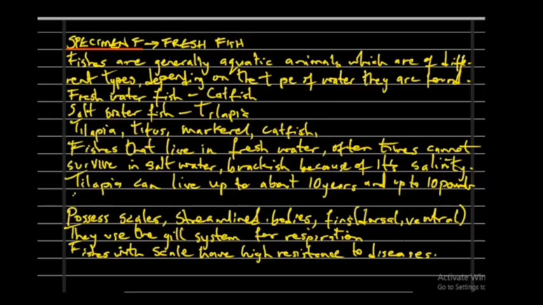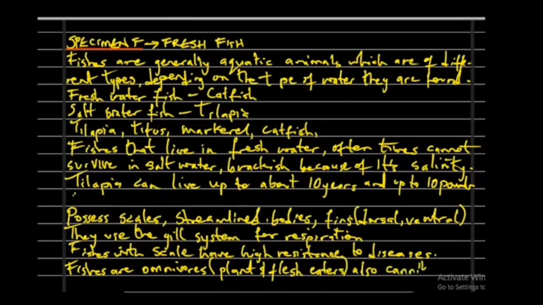Now, these fishes, oftentimes they are omnivores, and they can also be cannibalistic in nature. They are omnivores, meaning that they can feed on plants and even animals. Plant and flesh eaters, also cannibalistic. So perhaps you are rearing them, you try as much as possible not to starve them, in order for them not to start feeding on one another.